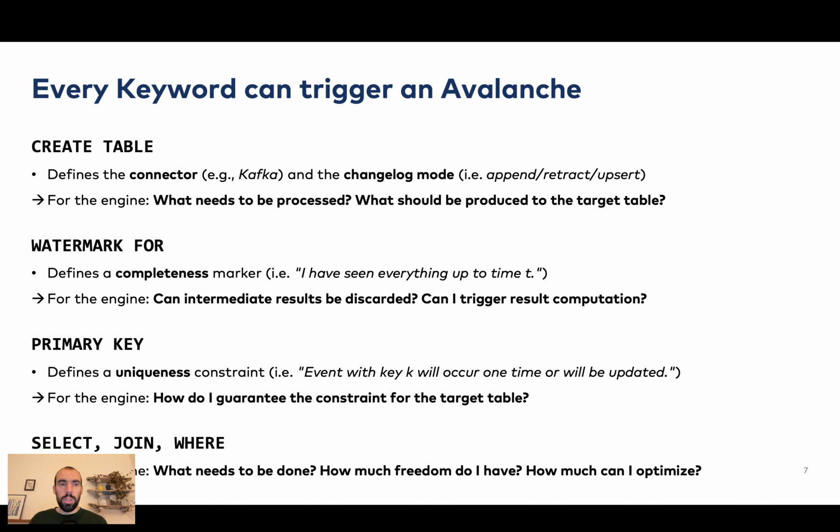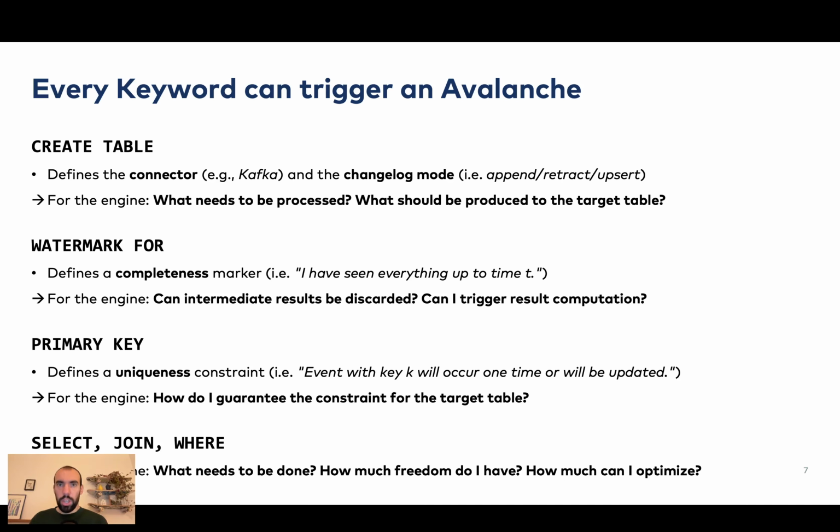First of all, there was a create table keyword. The create table keyword for Flink defines the connector, so from which external system we want to read. For example, we read from Kafka. But the connector and also the configuration of the connector using some properties will tell us about the changelog mode, or will tell the planner about the changelog mode. So is it append, is it retract, or is it upsert? Because this is very important to know for the engine. The engine needs to know what needs to be processed.